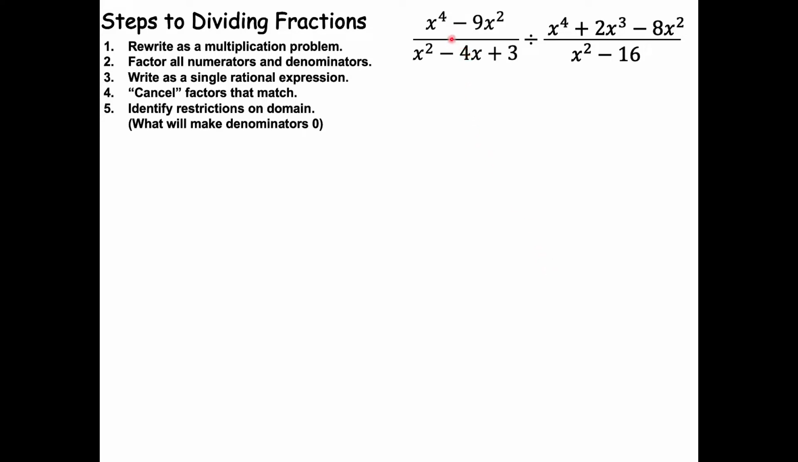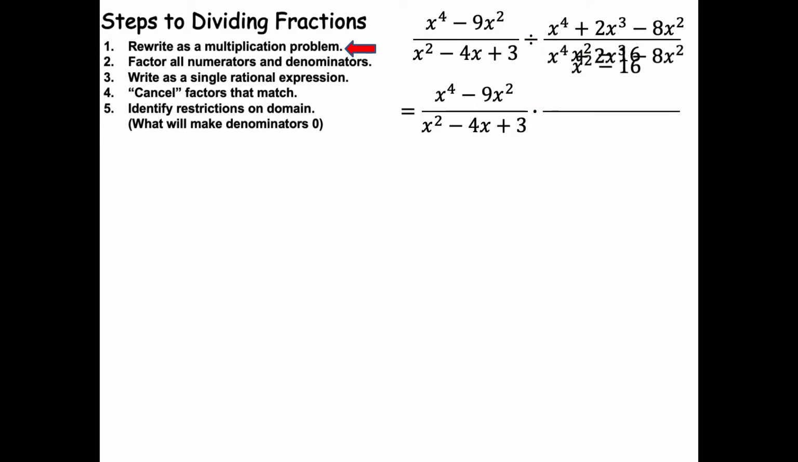So in the first example, we have a rational expression divided by another rational expression. First step, we're going to rewrite as a multiplication problem. Instead of this division, we take the first rational expression and write it the exact same way. The first rational expression does not change. Your division turns to multiplication, and then you flip the other one over. So the denominator becomes the numerator, and the numerator becomes the new denominator. So you just flipped it over, and there you go. The first step is pretty easy: just flip the second one and turn it into multiplication.